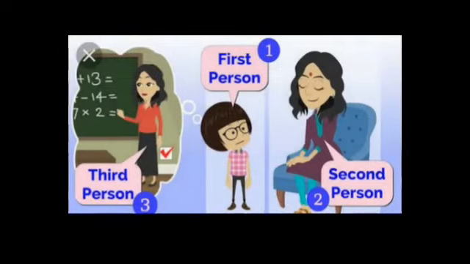Let's try it out with an example. A boy returns from school and explains to his mom what her teacher taught in the school. So the boy who is speaking is the first person and the mom who is listening is the second person, and they both are talking about the teacher, where the teacher is the third person.